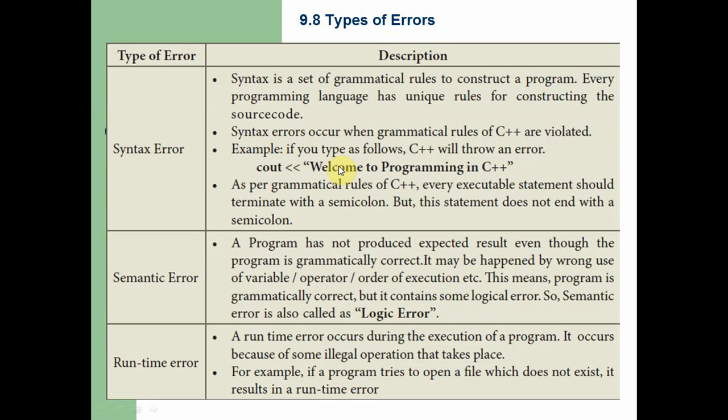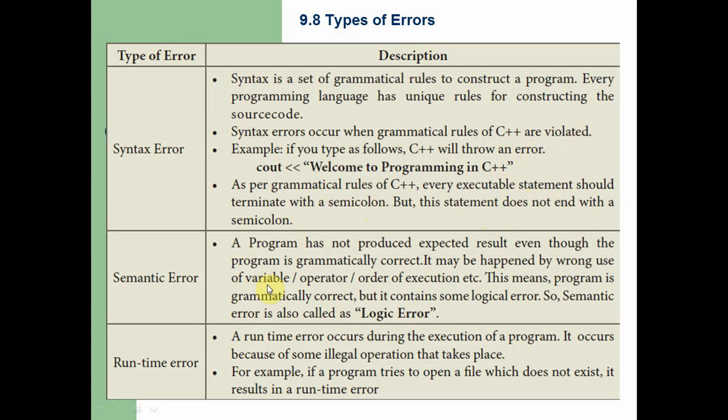What is syntax error? Syntax is a set of grammatical rules for constructing a program. Every programming language has unique rules for constructing the source code. A syntax error occurs when these grammatical rules are violated. For example, the rule for using cout is cout, put-to operator, after that you specify the expression or a string, and at the end of the statement you should add a semicolon. As per the grammatical rules of C++, every executable statement should terminate with a semicolon. But if a statement does not end with the semicolon, this is a violation of the grammatical rules.